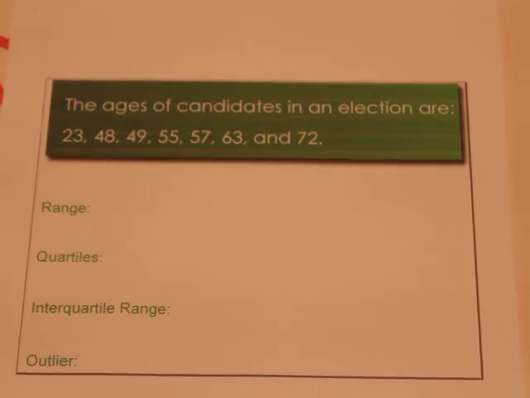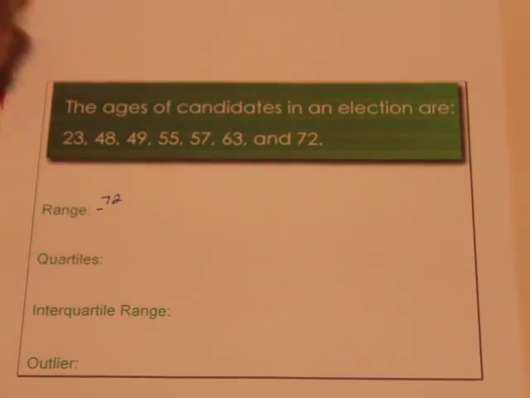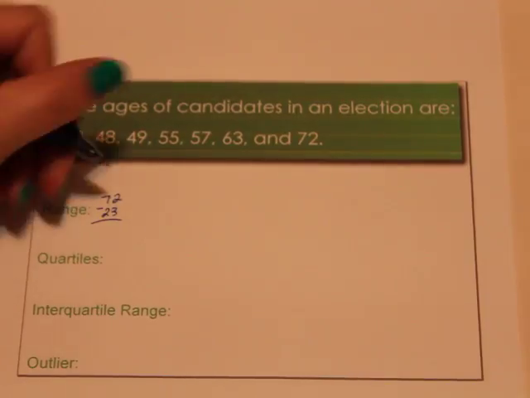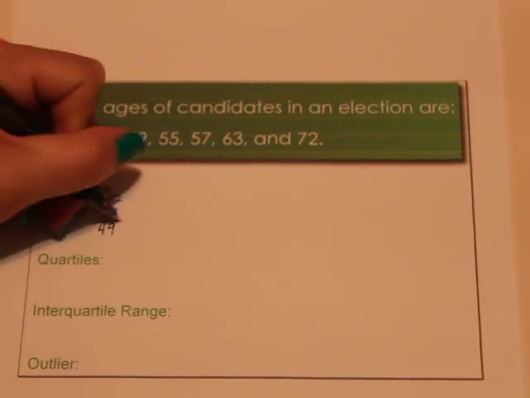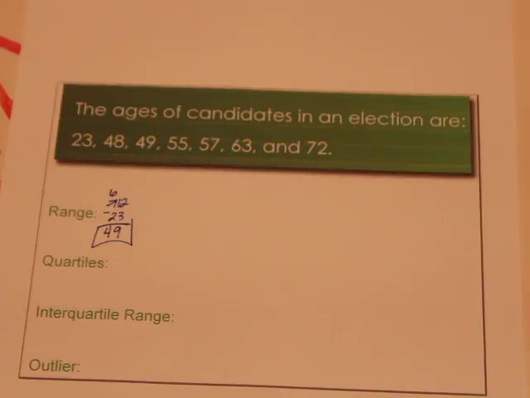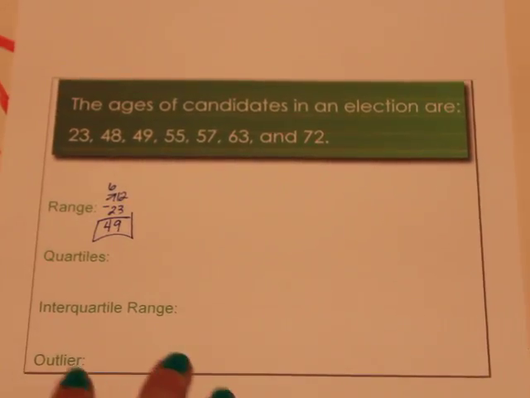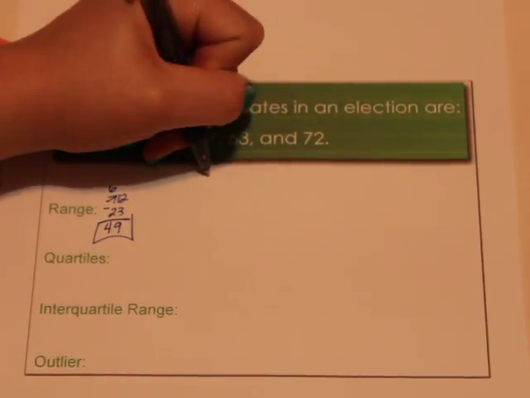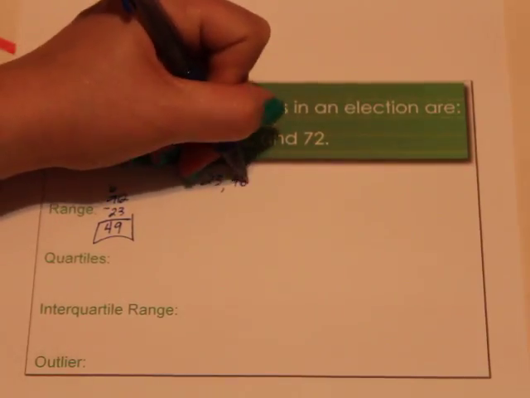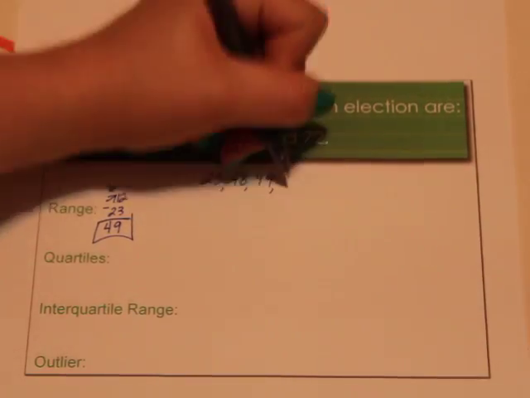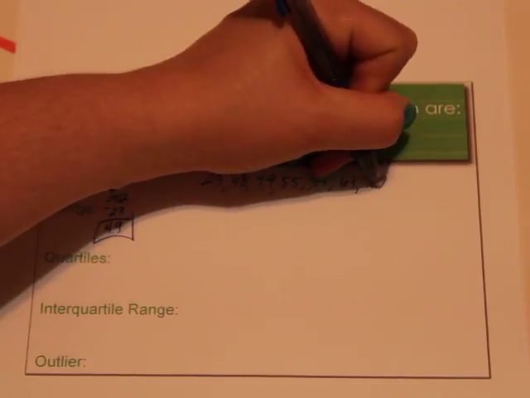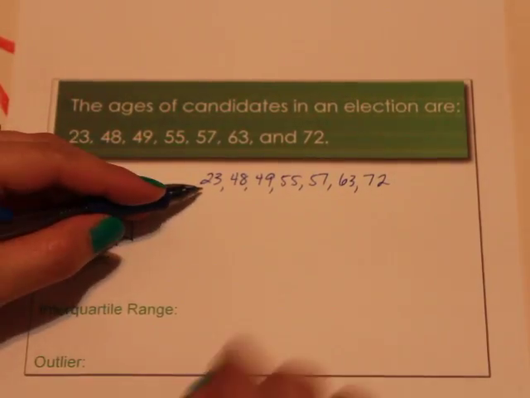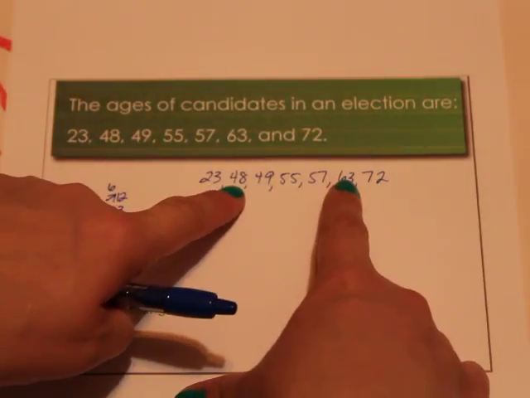So first, our range is going to be 72 minus 23. Largest number minus smallest number. So our range is 49. Okay, now the next one we're going to look at are the quartiles. Remember, first thing you have to find for your quartiles is your median. So put everything here in order, 23, 48, 49, 55, 57, 63, and 72. Step one, find your median. One here, one there, one there, one there, one there, one there.